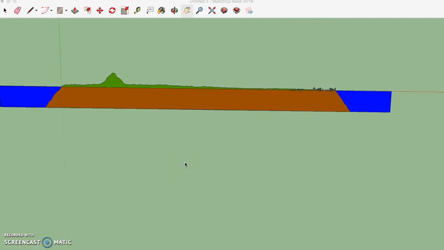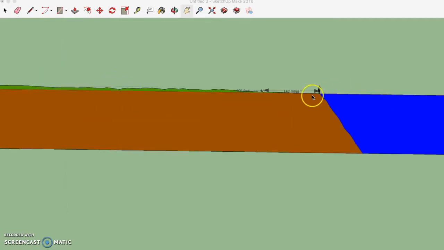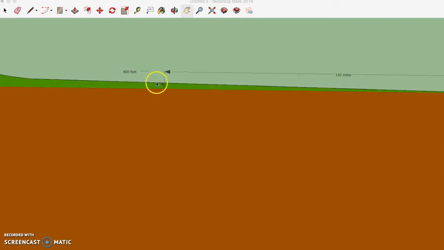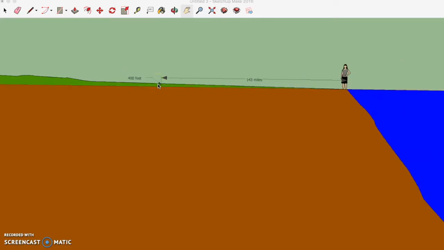So here's the way it really is. The oceans are completely flat all the way across the whole earth. We have land masses that stick out of the water, and that's measured in feet above sea level. And so if we come over here to the coast, we've got our person standing by the river mouth where it would flow into the Gulf. My house is 143 miles away from the coast right there. The house is 400 feet above sea level.